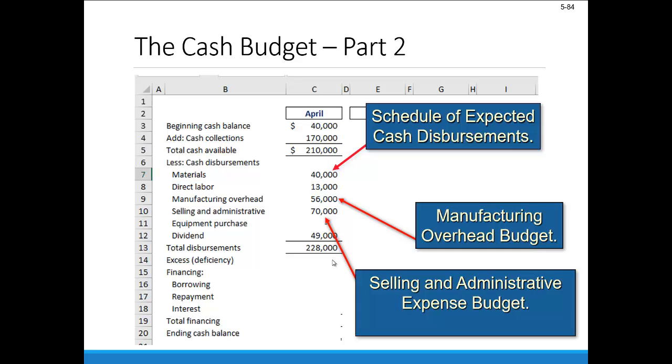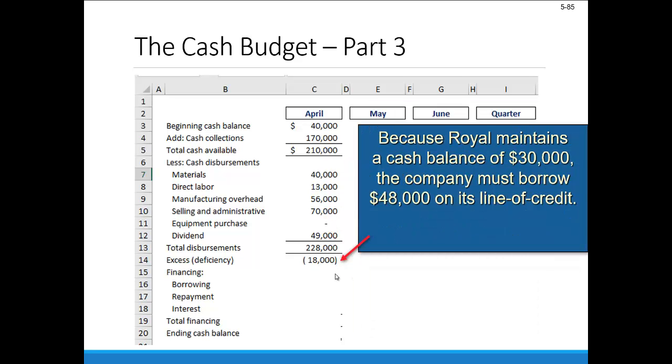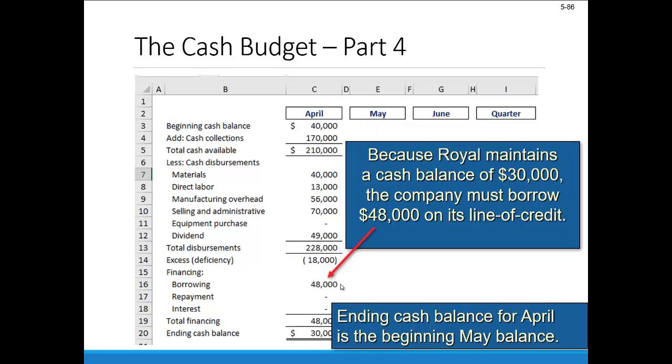Now we can see where this is headed. That would give us a projected deficiency of $18,000. That's the cash available $210 minus the disbursements $228. So we think we'd be short $18,000. Now because Royal wants to have this minimum cash balance of $30,000, they're going to have to borrow $48,000 on the line of credit. $18,000 to get to zero, $30,000 more to have that cushion. So there's our borrowing of $48,000, ending cash balance $30,000 projected.